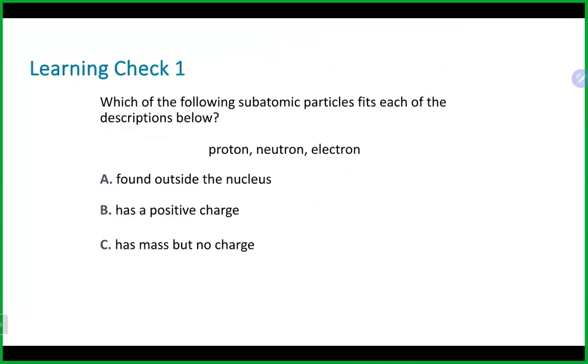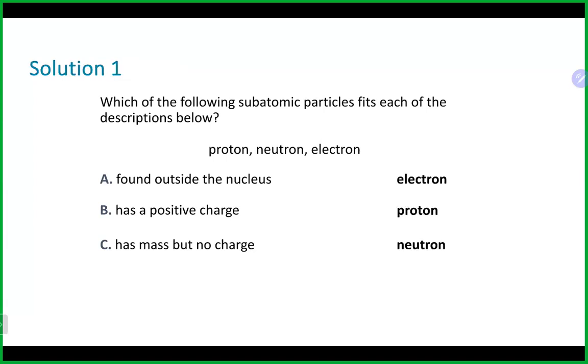All right. So which of the following is found in these descriptions? The one we find outside the nucleus is the electron, right? The one that has a positive charge is the proton, and the one that has no charge is the neutron. And again, neutrons, like I said, were only discovered in 1932. A guy by the name of Chadwick discovered them.